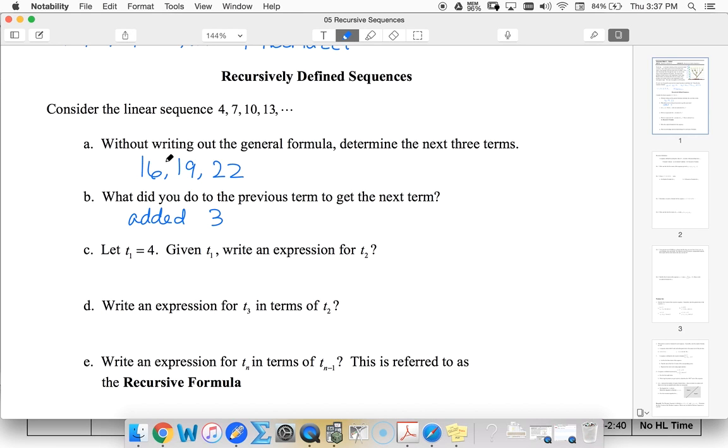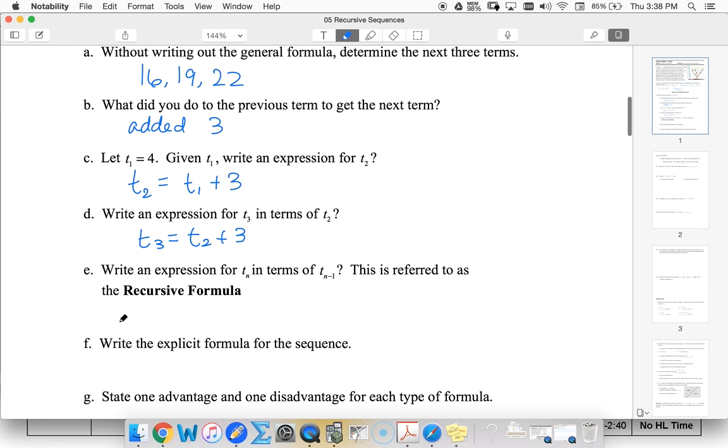So if my first term is 4, an expression for T2 using T1, well, T2 is T1 plus 3. T3 is T2 plus 3. So Tn is the previous term plus 3. So this is a recursive formula if I'm using previous terms. So a recursive formula uses previous terms, or consecutive terms would be another way to say that. So consecutive means in order.